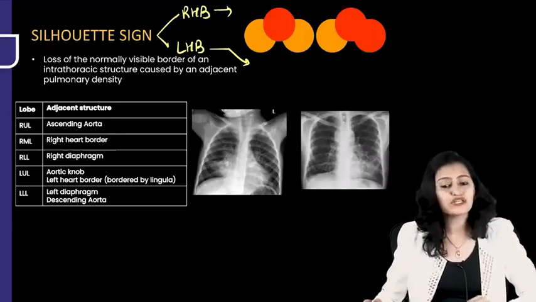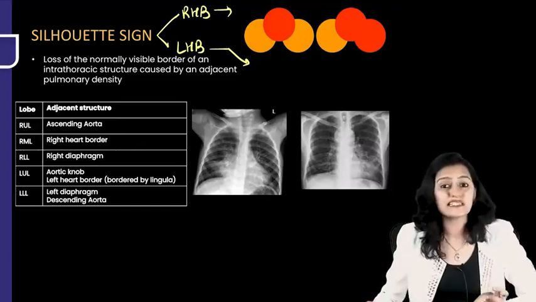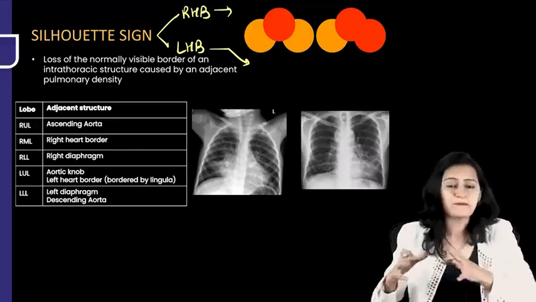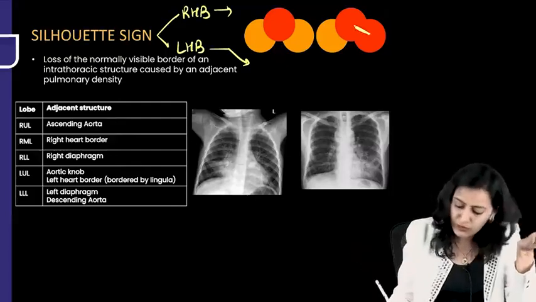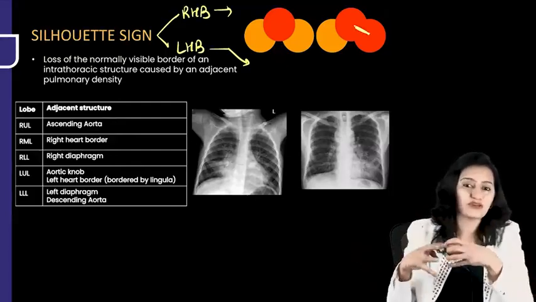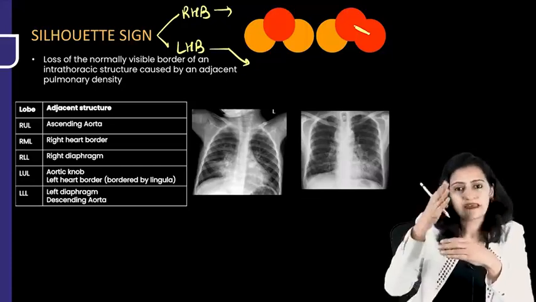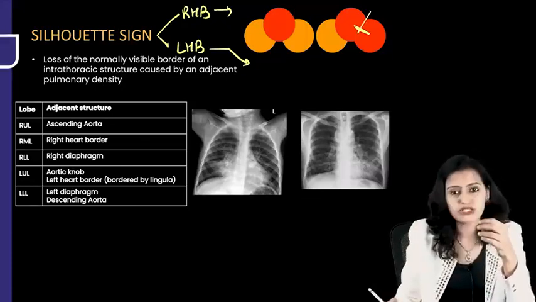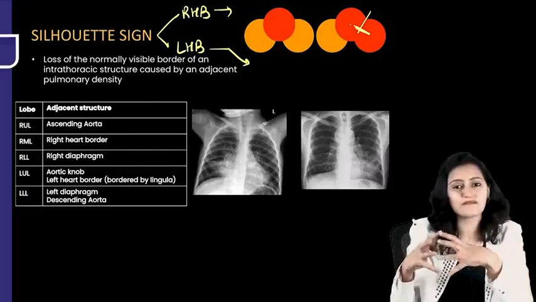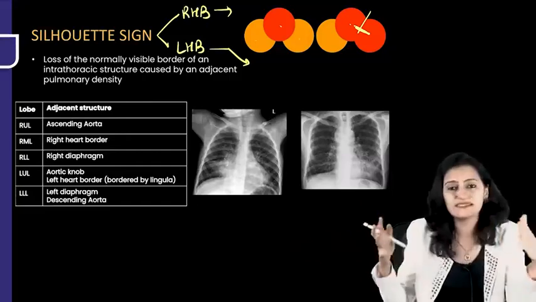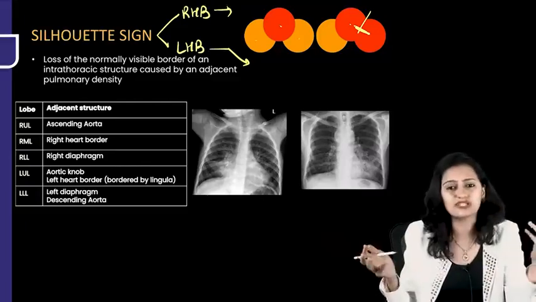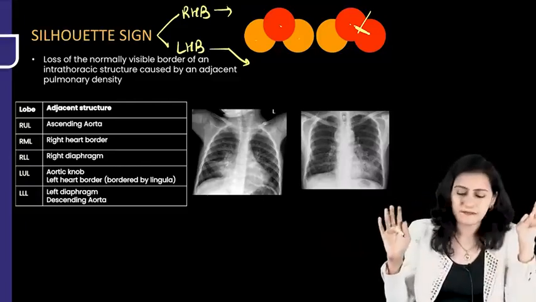Now, the other sign which helps in lobar localization is the silhouette sign. What is the silhouette sign? The loss of the border sign, basically. So, when you have two equal density structures coming together, the intervening border is lost, right? When these two orange colors come together, then the intervening border is lost. When different colors, different densities, are adjacent, the border is maintained, right?